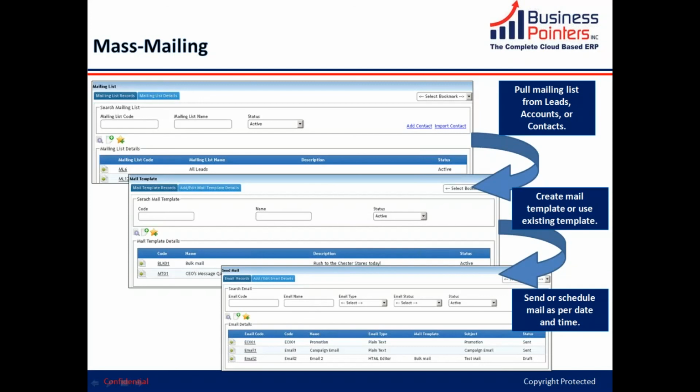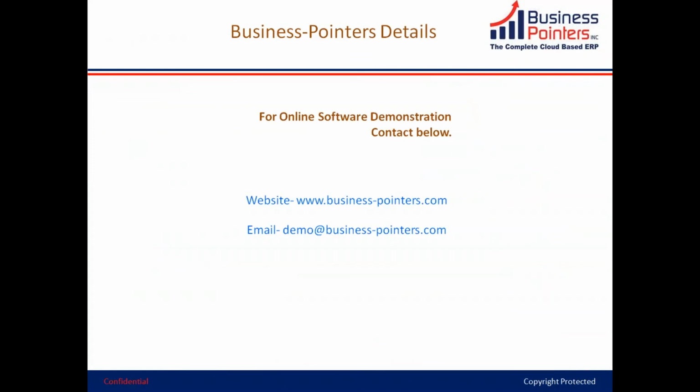Now again, you can pull a mailing list from leads, accounts, or contacts, create mail templates or use existing templates. So basically the system already has a few mail templates created, or you can add a new mail template and send it. And you can send or schedule mail as per the date and time. So at that given time, the mail will be sent to those customers.